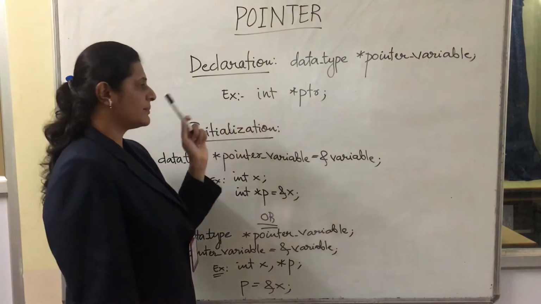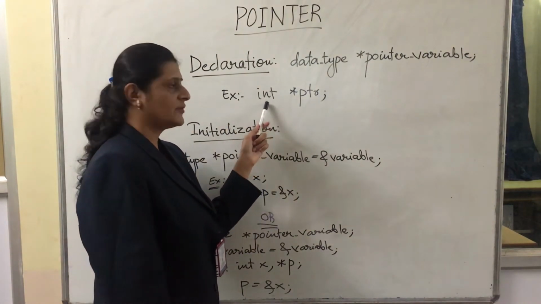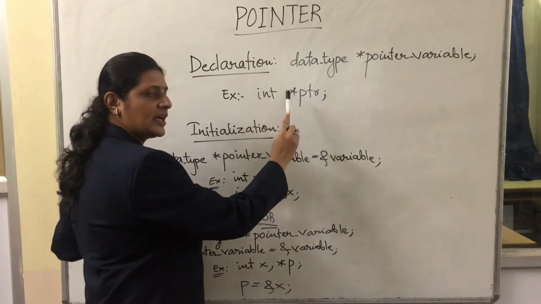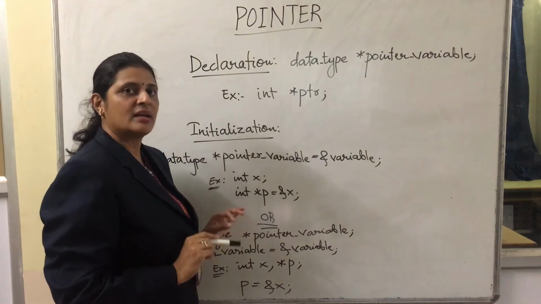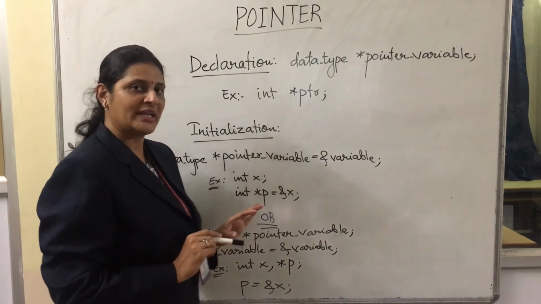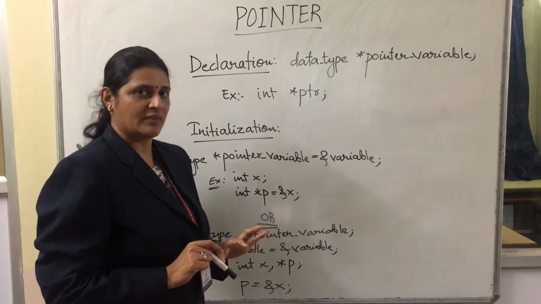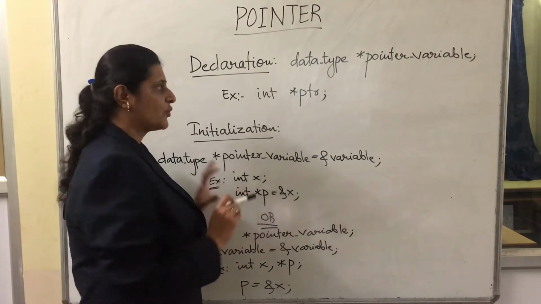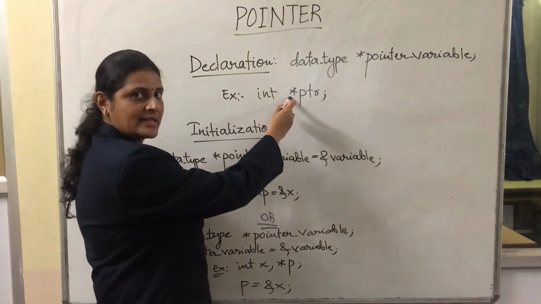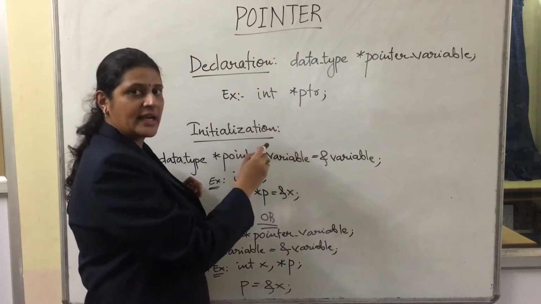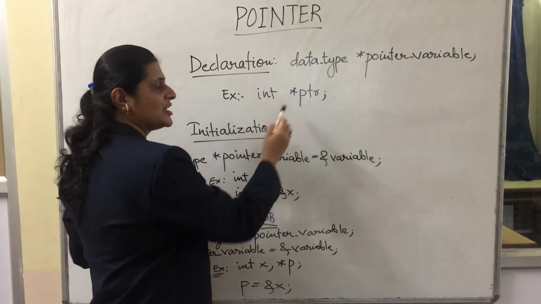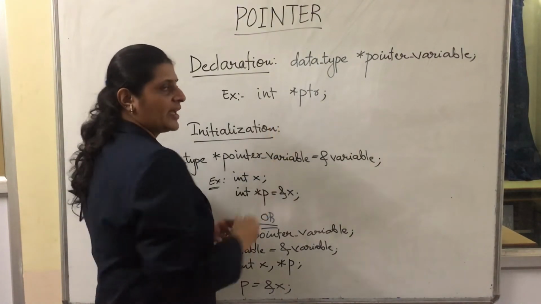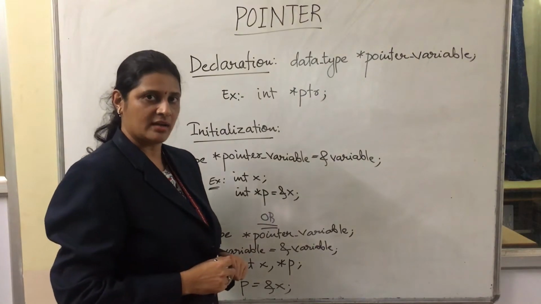We will consider one example here. The data type is integer type, and we have an asterisk. So we use the asterisk mark to declare a pointer variable. That is the difference between declaring a normal variable and a pointer variable. With a normal variable we don't use the asterisk mark, but with a pointer variable we use this asterisk. So here int is a data type followed by an asterisk, which indicates that we are declaring a pointer variable, and the name of the variable given here is ptr.